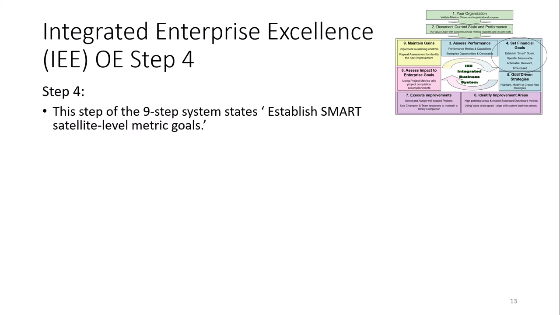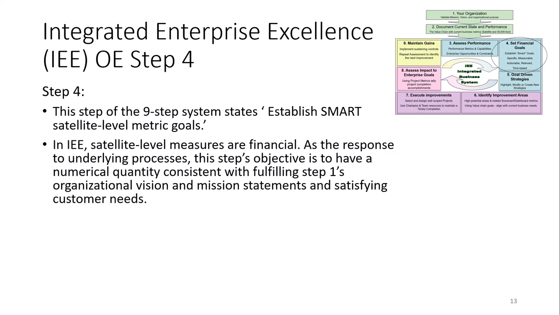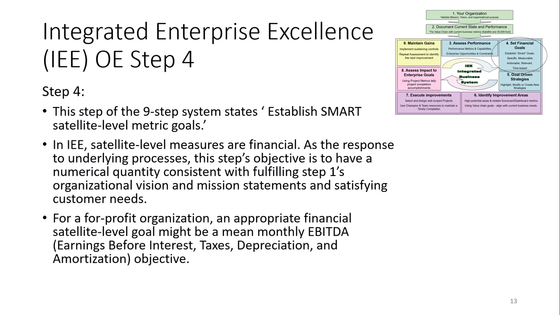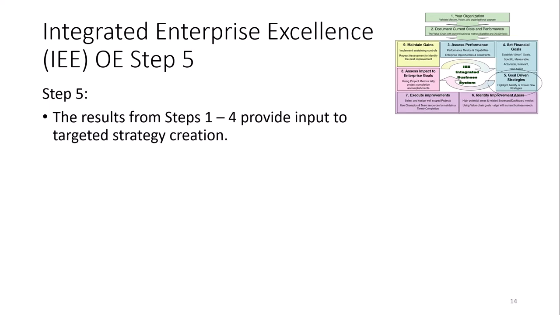Step 4. This step of the 9-step system states establish SMART, that is, specific, measurable, achievable, relevant, time-based, satellite financial metric goals. The IEEE satellite measures are financial as a response to the underlying processes. This step's objective is to have a numerical quantity consistent with fulfilling Step 1's organization vision and mission statement and satisfying customer needs. For a for-profit organization, an appropriate financial satellite goal might be a mean monthly EBITDA objective. The results from steps 1 through 4 provide input to target strategy creation. That's what step 5 is about.